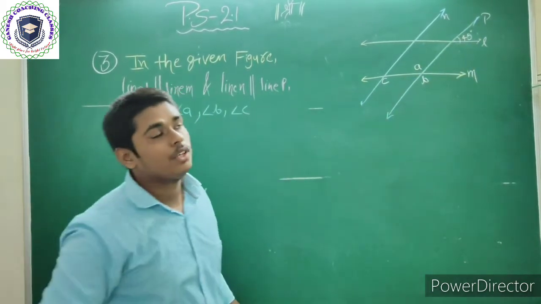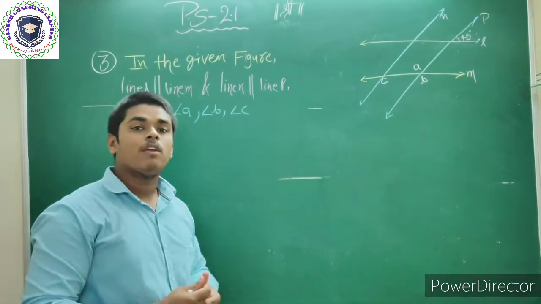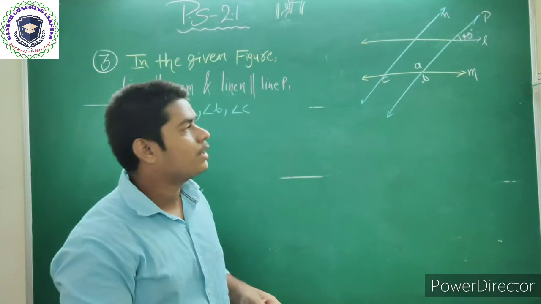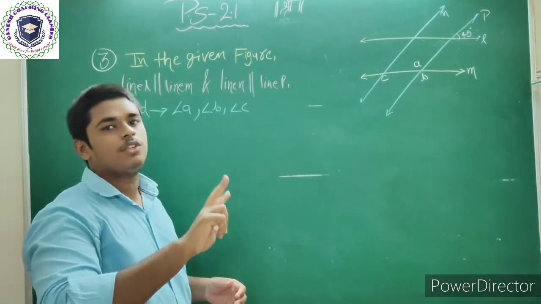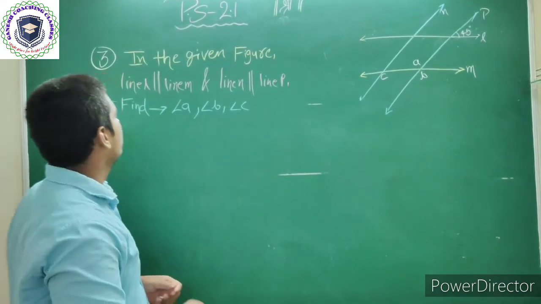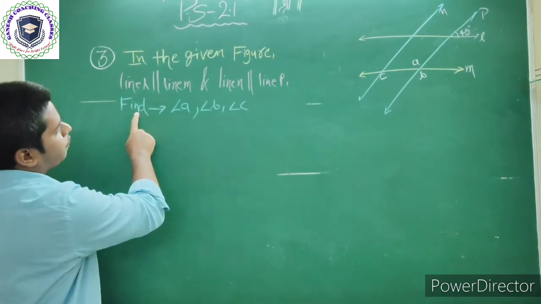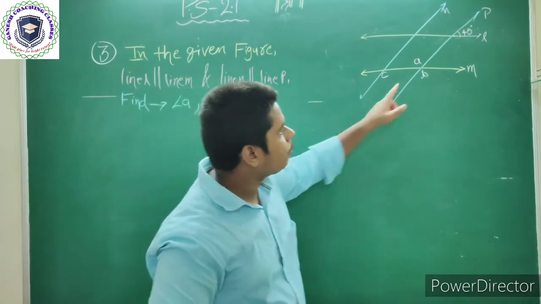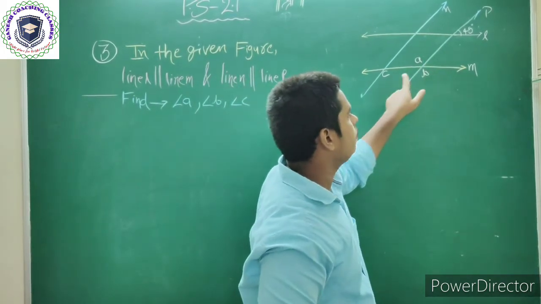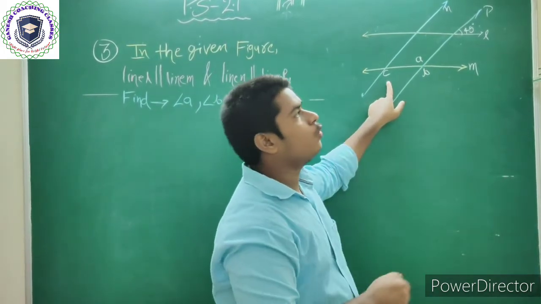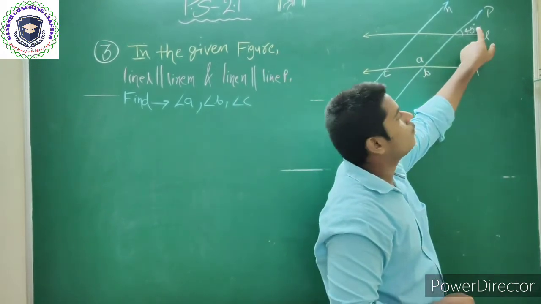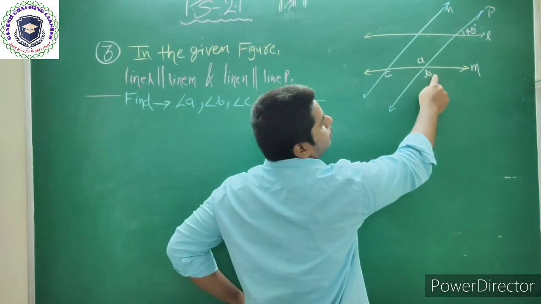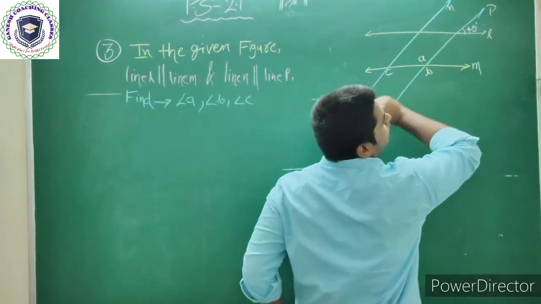So in this case we have been given four lines, and two pairs of lines are parallel to each other. By this we have to find angle A, angle B and angle C. Here we have to find the value of A, B, C, and we have been given one value, that is 45 degrees. So now we have to find these three values on the basis of this 45 degrees.